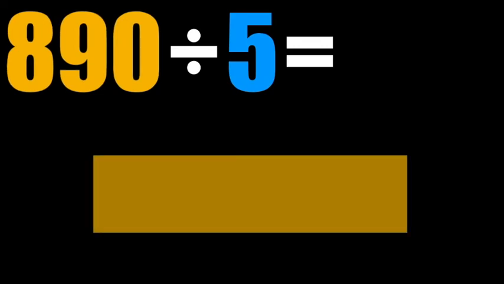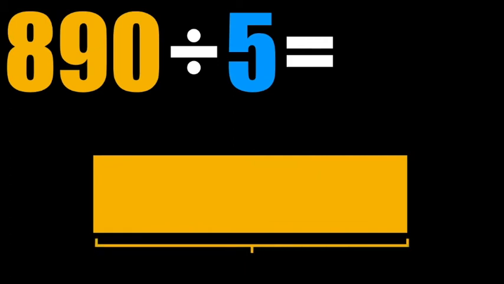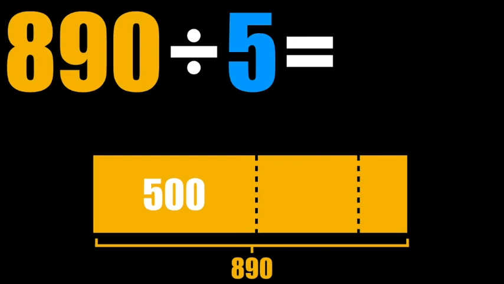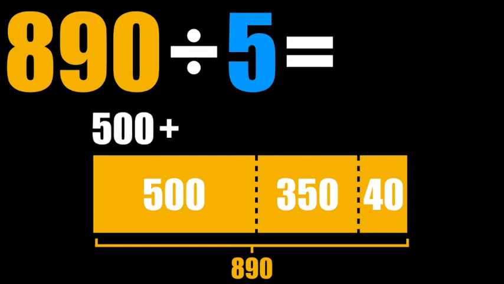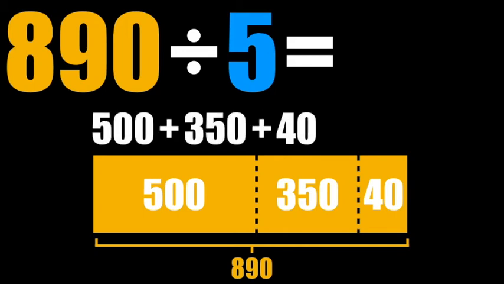Let's pull up our area model here. Instead of splitting it up in just 2 parts, I'm actually going to split it up in 3 parts. For the biggest value, I'm going to choose 500 because that's going to be easily divisible by 5. For the second part, I'll do 350. And then the last part and smallest, I'll do 40. Let's double check that that all adds up. 500 plus 350 plus 40 equals 890.